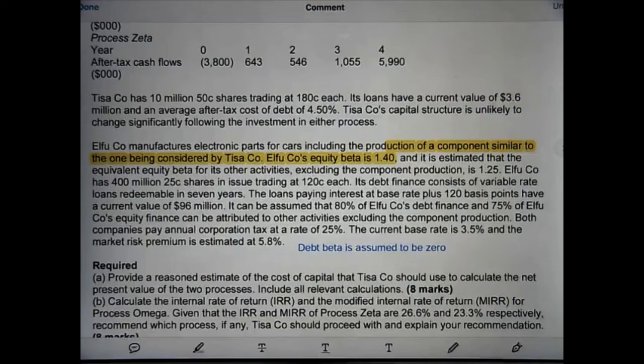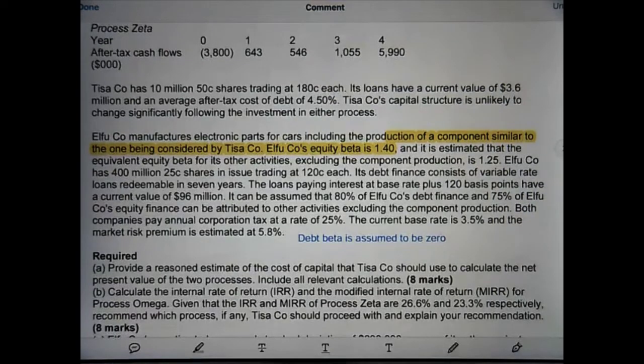Alpha has debt finance of 96 million, and it can be assumed 80% of Alpha company's debt finance and 75% of Alpha company's equity can be attributable to other activities, excluding component production. So this is where the examiner is trying to mess you up by asking you to figure out the component one. Okay? Both companies pay an annual corporation tax of 25%. Current base rate is 3.5%, and the market risk premium is estimated at 5.8. Okay. Provide a reasoned estimate of cost of capital.